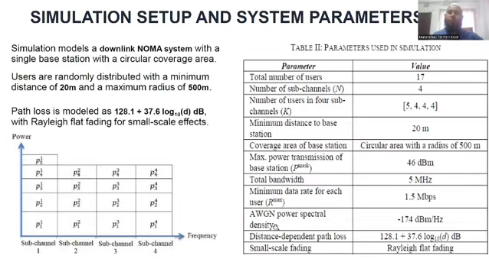And we have some more information, for example, distance dependent path loss, which is given by this formula. And we have also a small scale fading, which is taken as the Rayleigh flat fading. And we have also additive white Gaussian noise, and the density value is minus 174 decibel meter per hertz. So all this information is used for the MATLAB simulation, and we get the result.